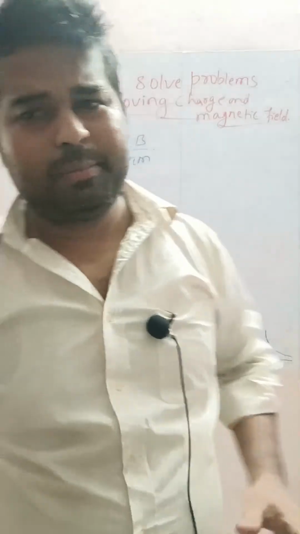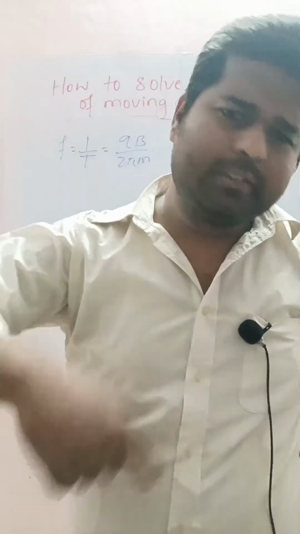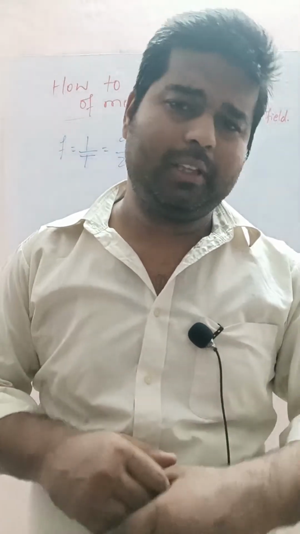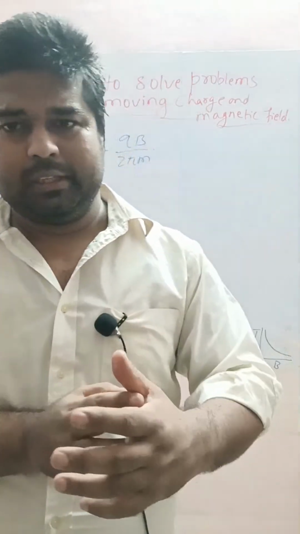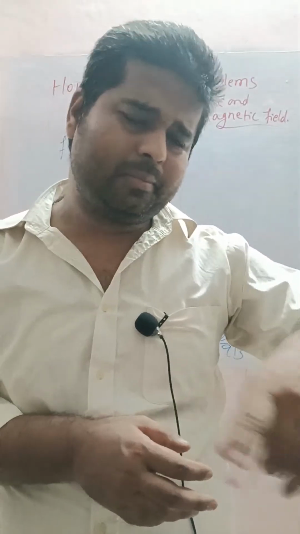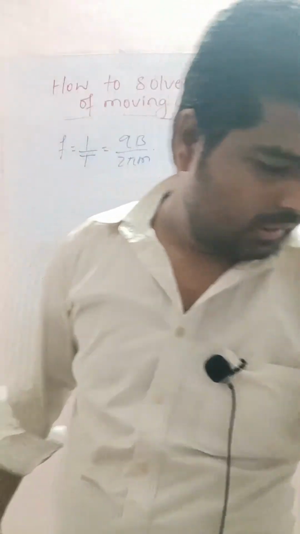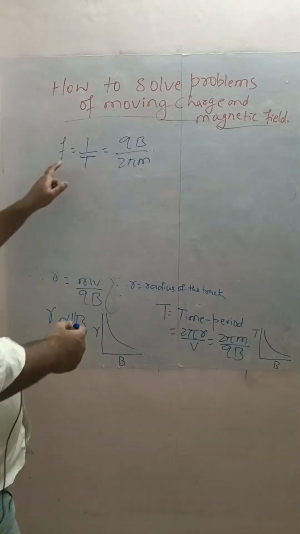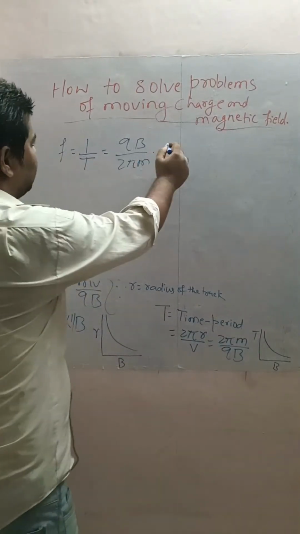Frequency means, suppose you have gone jogging in a park and you are running along the circumference of the park. If you're taking 10 minutes to cover one revolution, that is your time period. But the number of revolutions covered by you along the circumference in a second is your frequency. Understood? That's the difference. But here, frequency is directly proportional to B.